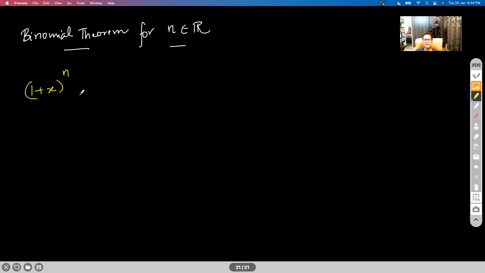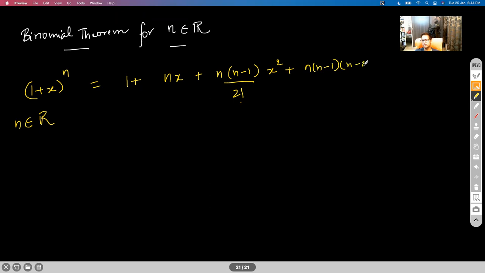1 plus x to the power n, n being any integer. Sorry, n being any real number. So it could be negative integers also. So in these cases, you realize that your expansion goes like this. I think I've already discussed this in your bridge course also.